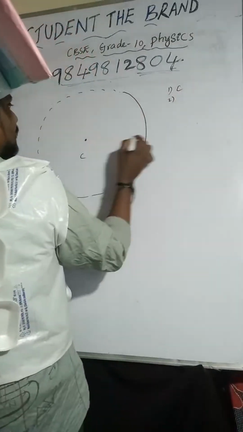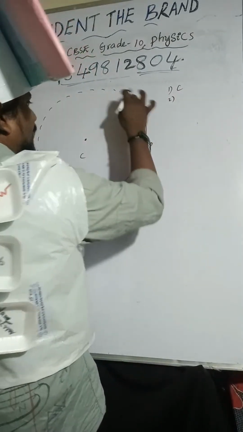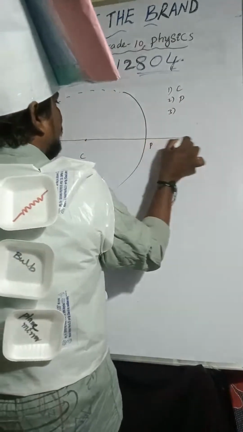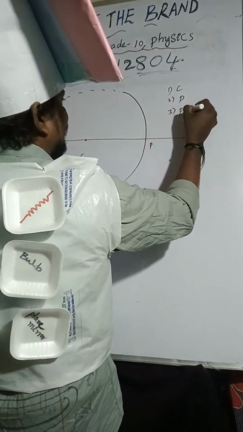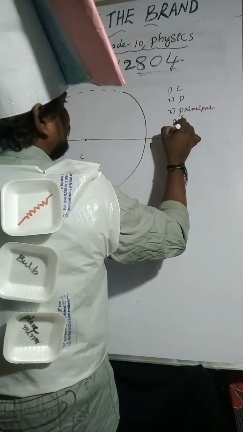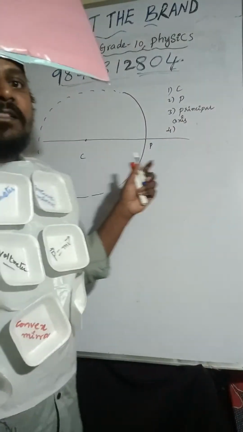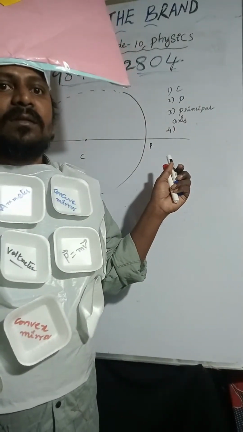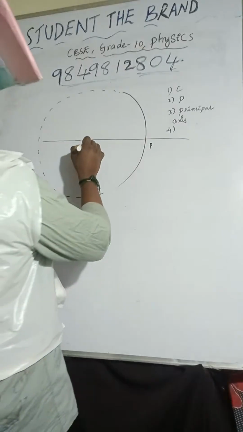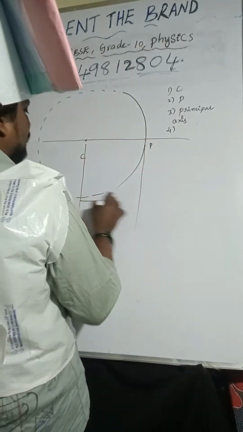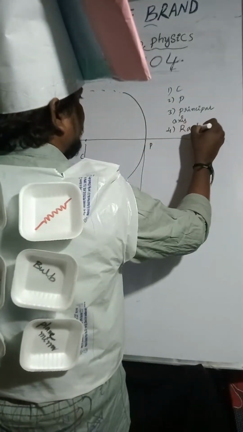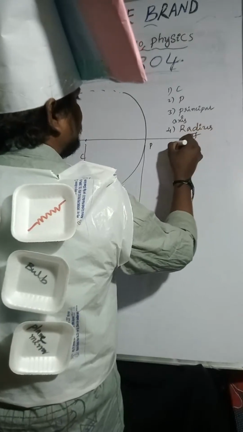The midpoint of the mirror is called the pole, and the line joining the center of curvature and pole is called the principal axis. The distance between the center of curvature and pole is called the radius of curvature.